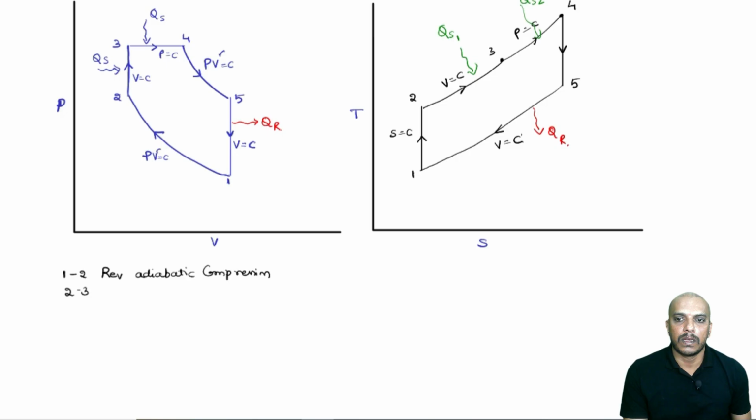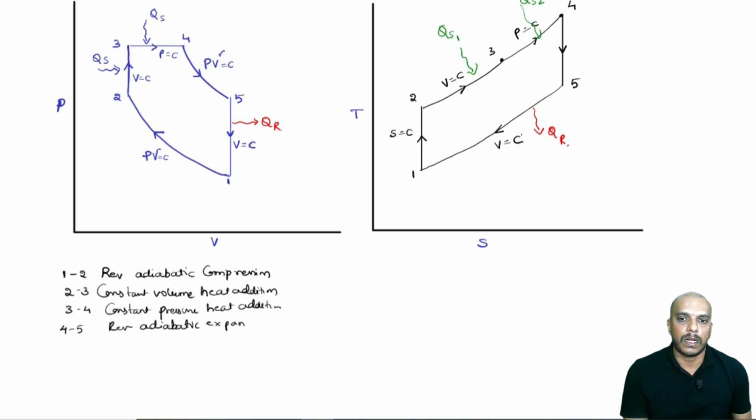then 2 to 3 constant volume heat addition, then 3 to 4 constant pressure heat addition, then 4 to 5 again reversible adiabatic expansion, and then 5 to 1 is constant volume heat rejection. Okay, that completes the cycle.